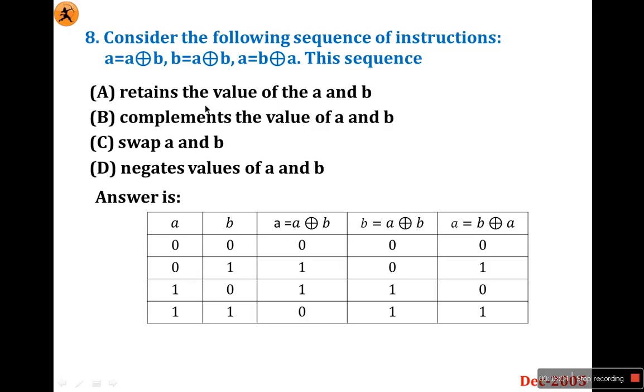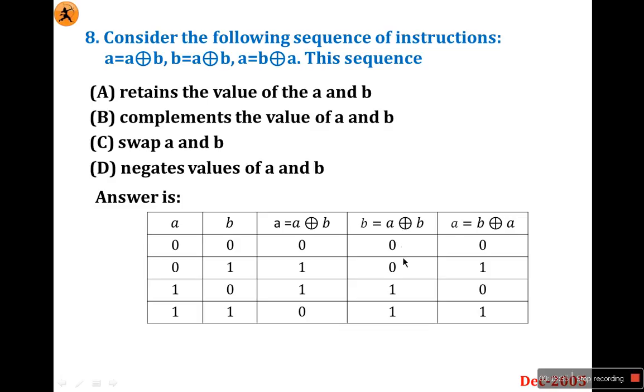Now check it. First, A equals A XOR B. If both are low or both are high current, it will generate a low current, otherwise it is high. So this is 1 1, the remaining is 0 0. Now the second one, B equals A XOR B, and you already know what A XOR B is. Comparing, 0 0 gives low, 1 1 gives high, so 0 1 1 0. Now you know what B is.